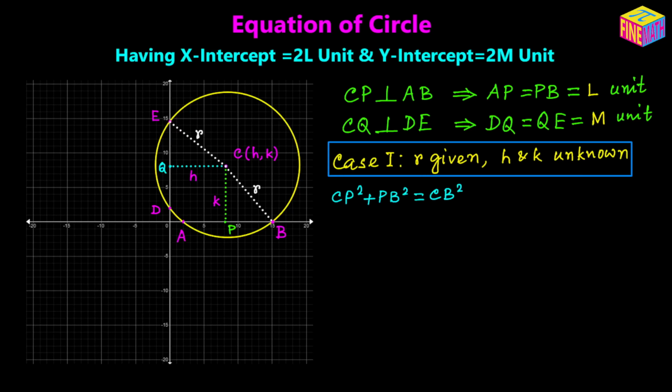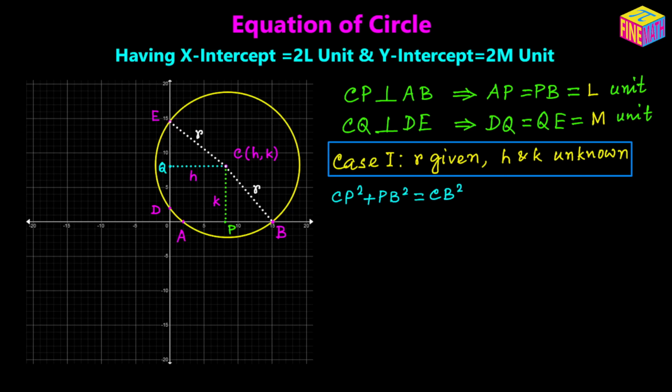Next, we are going to take the first case where the radius has been given and the coordinates of the center are unknown. So in order to find the equation of a circle, we need the coordinates of the center and we need the radius. Now here we have been provided with the radius, the x-intercept and the y-intercept, but we have not been provided with the coordinates of the center. That means there are four possibilities, right? So let's see how we can figure out the possible values of h and k. First, if we look at the triangle CPB, it will be a right triangle because CP is perpendicular to PB.